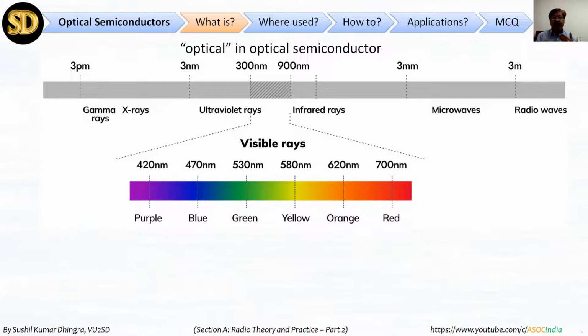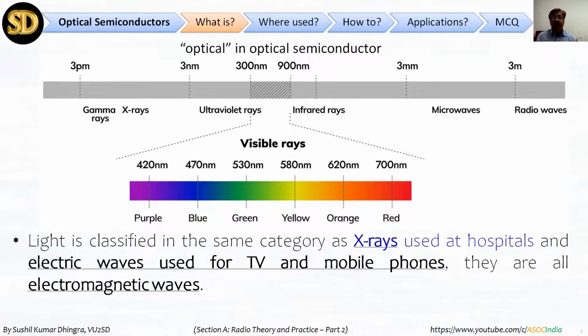Now you see in this image, it is very important to understand. First of all, light itself is classified in the same category as X-rays used in hospitals, and even the electrical waves used in television, mobile phones, radio, FM radio, communication systems, and walkie-talkies. They are all electromagnetic waves, EM waves. So up to the 3 meter band, around 100 megahertz, radio waves are used. Of course, higher frequencies are also used, but they have different applications.